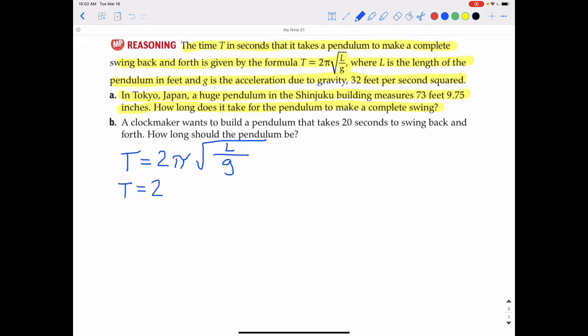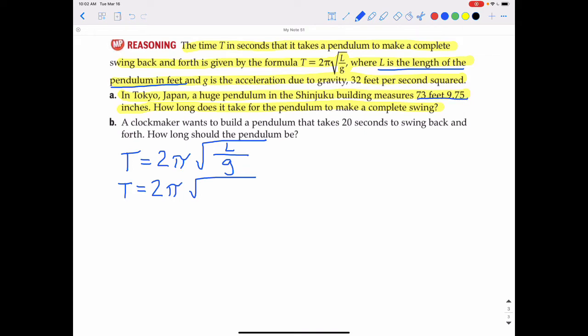Of course, pi is going to be 3.14 or whatever your calculator uses for pi. I'm not going to replace that quite yet. But we need to think about what L is. L stands for the length of the pendulum in feet. But the information they give us about the pendulum is in feet and inches. It says it's 73 feet, 9.75 inches.